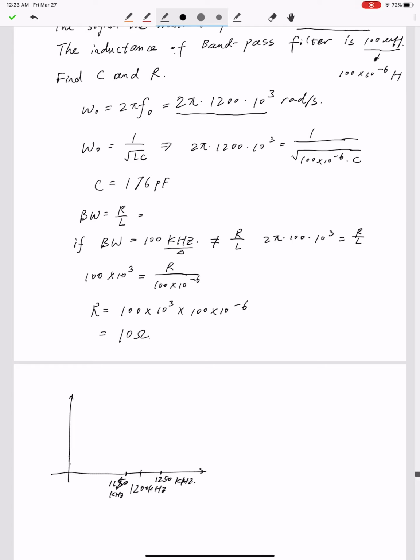But for calculation convenience, let's just assume the bandwidth right now equals 100. No, let's keep this unit, and R has a different value. This is going to be 2 pi times 100 times 10 to the power 3, and this is going to be 2 pi times this term, right? And the final result is going to be 10 times 2 pi ohms. Okay. Right, so let's finish this plot.